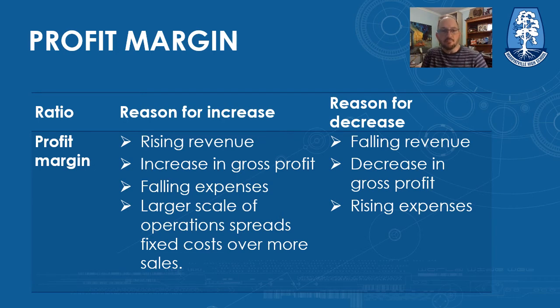With the profit margin, reasons for increases in profit margin include rising revenue, increase in gross profit, falling expenses, and a larger scale of operations spreads fixed costs over more sales. What is that saying? More operations, large operations, greater volume of sales spreads the fixed costs over each individual item. Reasons for decreasing profit margin include falling revenue, a decrease in the gross profit margin, and rising expenses.